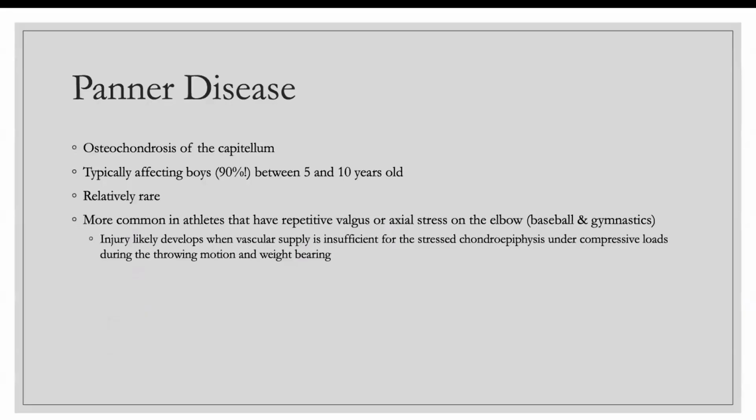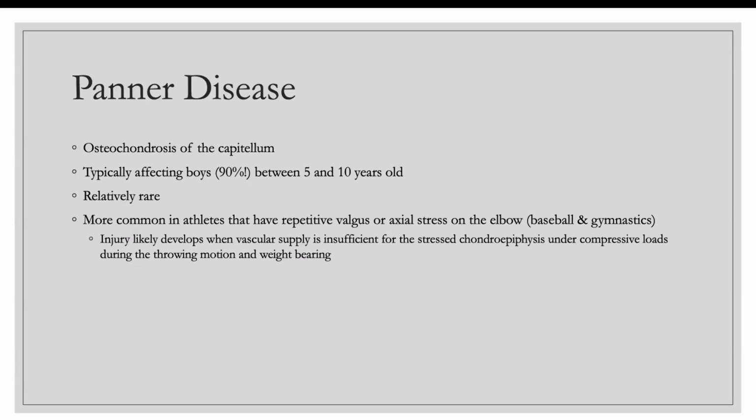Moving on to some osteochondrosis or some avascular necrosis diseases we might see for our peds kids. We're going to start with Panner disease. It's usually going to affect our boys, about 90% of them, from ages 5 to 10. It's very rare. It's more common in athletes that have this repetitive valgus or axial stress at the elbow, so our baseball and gymnastics kids.